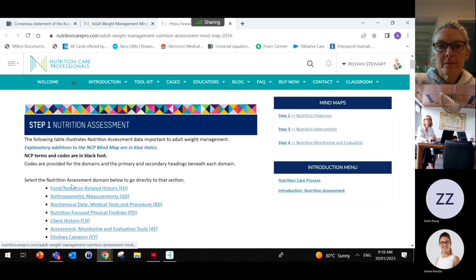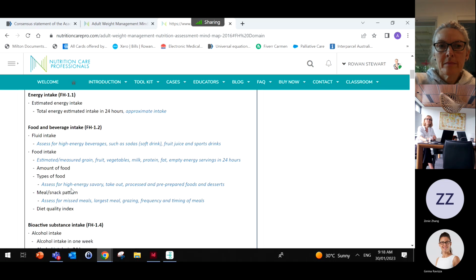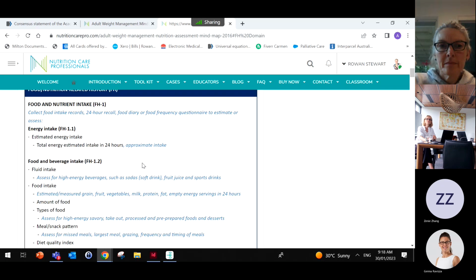We're going to click on food and nutrition related history here. These are the terms and codes that you're going to need for the assessment of your patient when you're studying their food intake. As I said, it varies according to the clinical condition. So for type 2 diabetes, for example, there will be a strong emphasis in your nutrition assessment and the food and nutrient intake component on simple carbohydrate intake, the quantity of carbohydrate consumed, and the glycemic index of those foods.